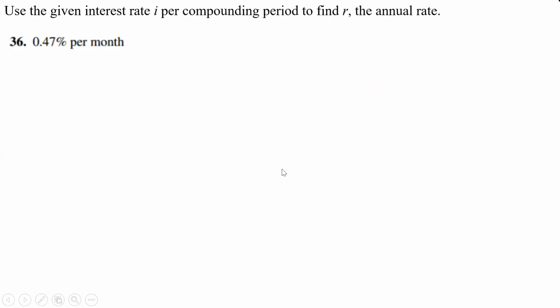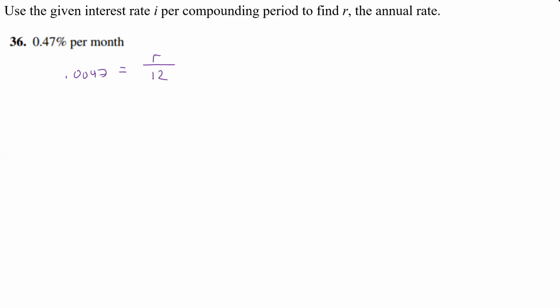All right, so what about the next one? So we're doing the same thing, except now we're going to find the annual rate. And so we have 0.47% per month. And so we know that. And so what we're supposed to do is take that and convert it to a decimal, 0.0047. And that's equal to some rate. And we want the annual, so that's going to be over 12.